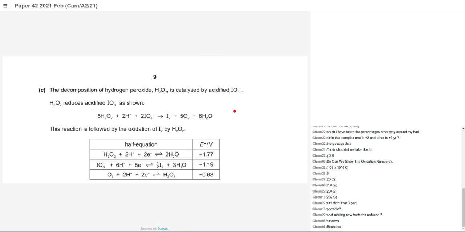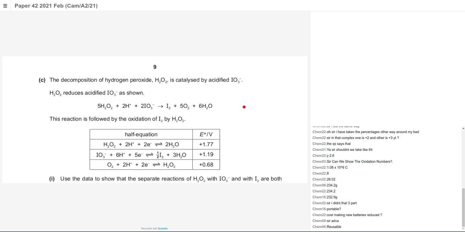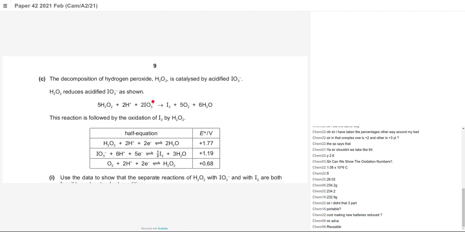The decomposition of hydrogen peroxide is catalyzed by acidified iodate(V) ions. You know, hydrogen peroxide is decomposed to give water and oxygen, right? We did the experiment with a manganese dioxide catalyst, but here the catalyst is IO3 minus. Most probably this has to be a homogeneous catalyst because the IO3 minus and the hydrogen peroxide are in the same physical state. H2O2 reduces IO3 minus as shown.